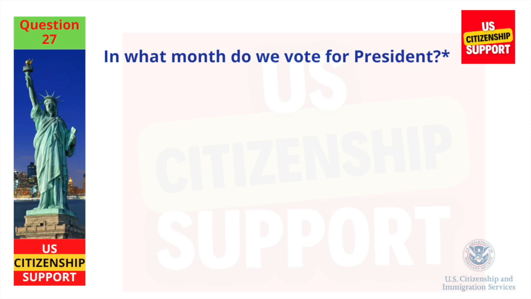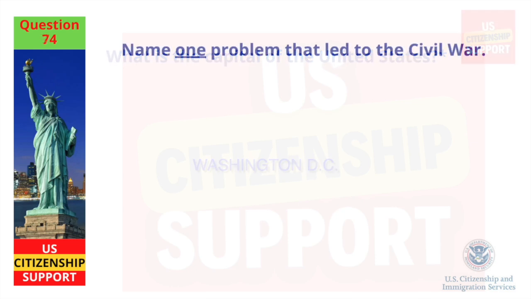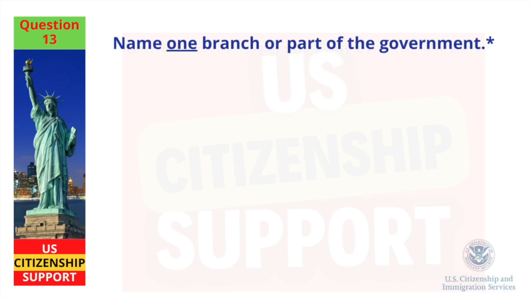In what month do we vote for president? November. What is the capital of the United States? Washington, D.C. Name one problem that led to the Civil War. Slavery. Name one branch or part of the government. Congress.